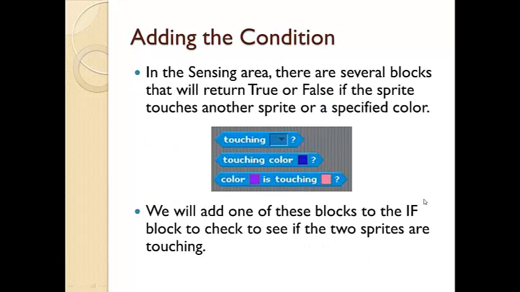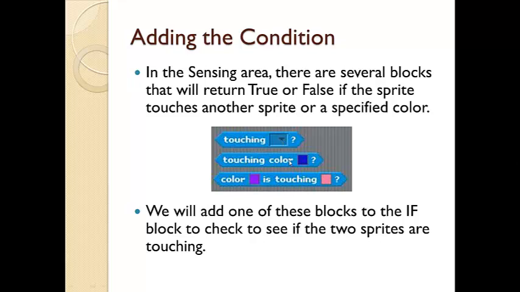Now, what are those conditions that are going to return true and false for us? So in your sensing area, you have these different blocks that are going to check to see if your sprite or if a color is touching another color or another sprite. So the very top one looks to see if the sprite that you're coding for is touching, and then as you add other sprites, you can click the little arrow here and it'll drop down, and you'll be able to choose any of the other sprites that you have imported and added to your game. So make sure that you use that drop down.